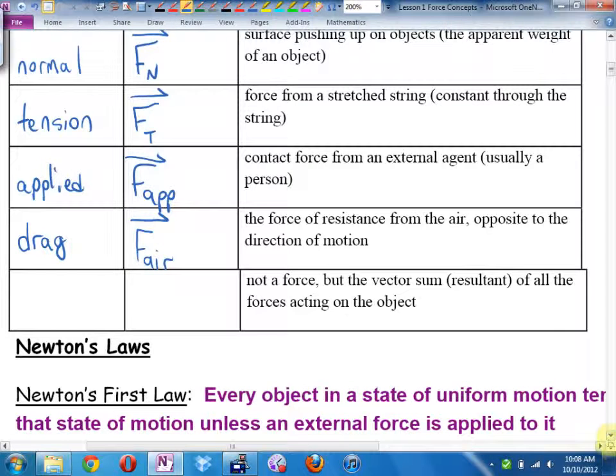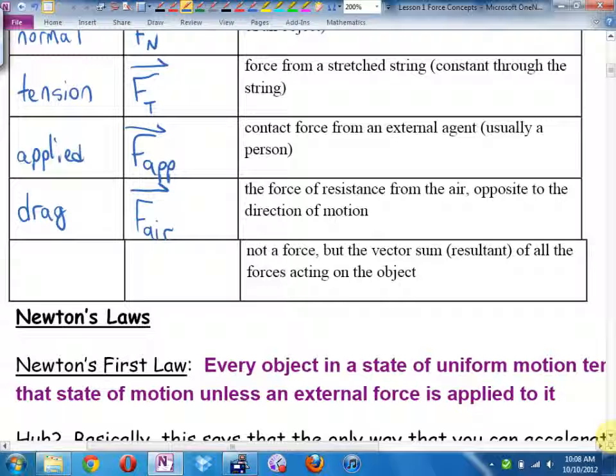Now, what did we call, it wasn't a force, but it was the vector sum or the resultant of all of the forces acting on the object. What do we call it when we added up all the forces, being the letter N?